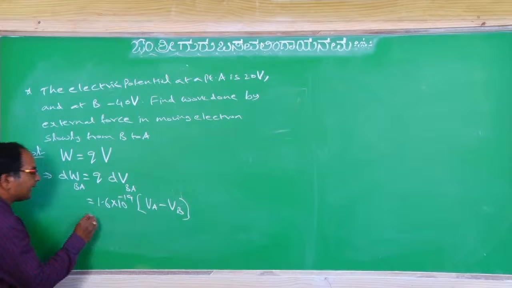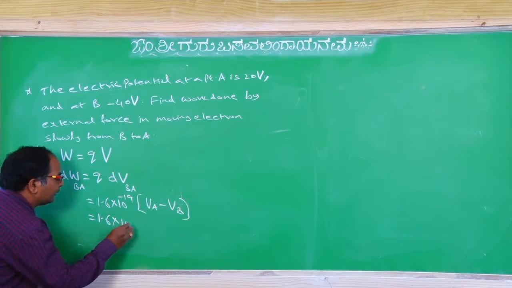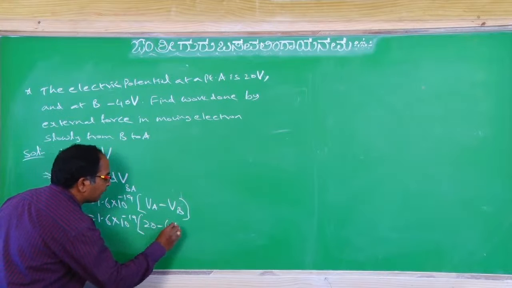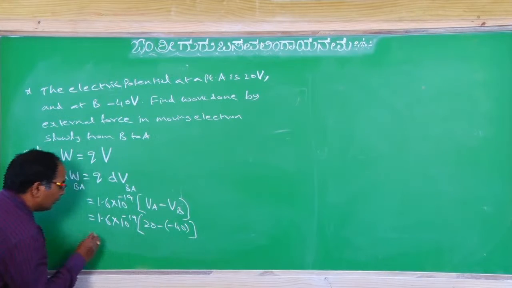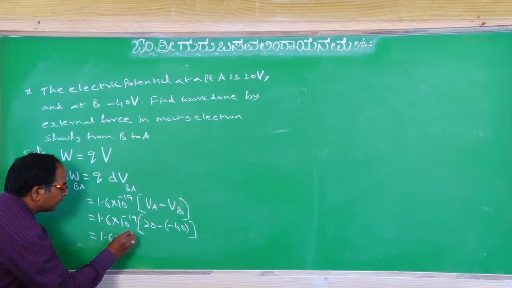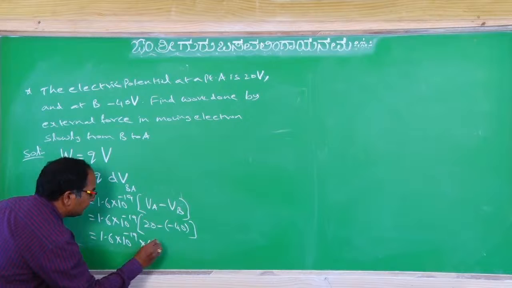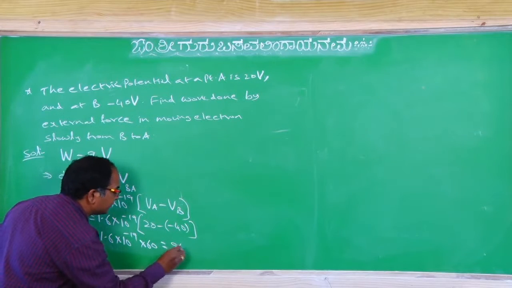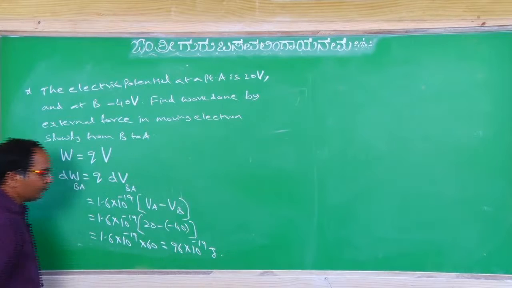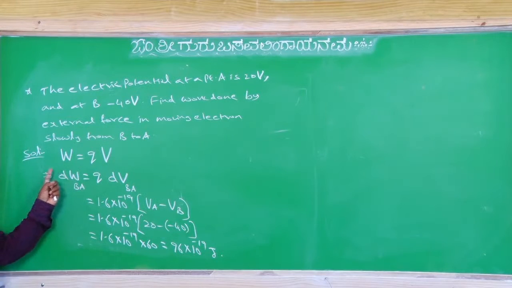Okay. So you may write 1.6 into 10 to the power of minus 19. VA means what? 20 minus of minus 1. So that is 20 minus of minus 40, which means 60. So into 60, that is equal to 96 into 10 to the power of minus 19 joule. This is the external work done.